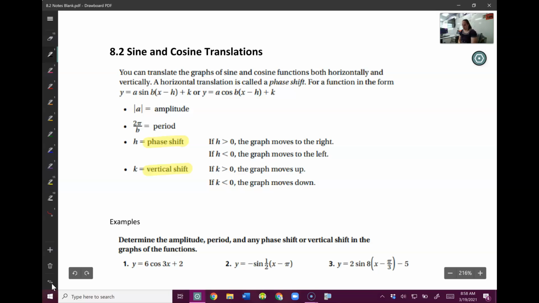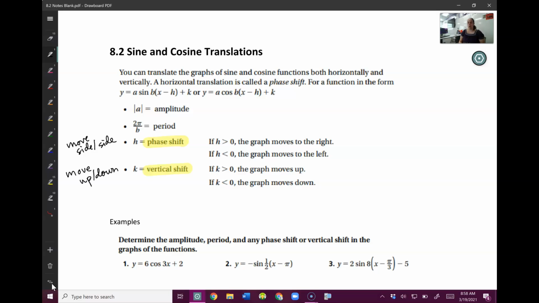Now, vertical shift, pretty obviously, is going to move the graph up or down. Your phase shift is going to move the graph side to side. And those are our two kinds of shifts that we talk about.